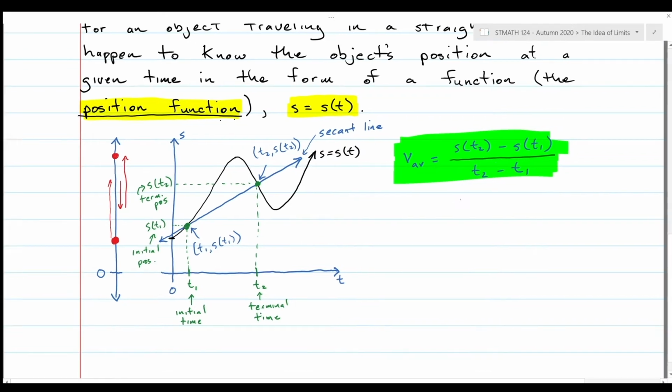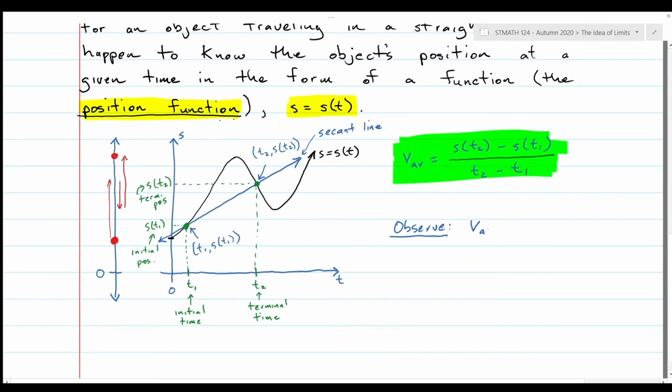So really, little observation, v average is equal to the slope of the secant line from t1 comma s of t1 to t2 comma s of t2. And usually when we talk about the slope of a line, we use the letter m to denote that. So here m sec will be the slope of the secant.